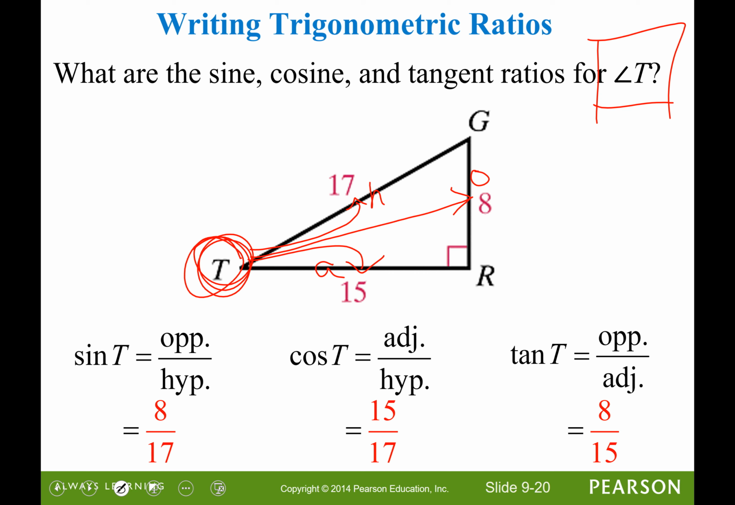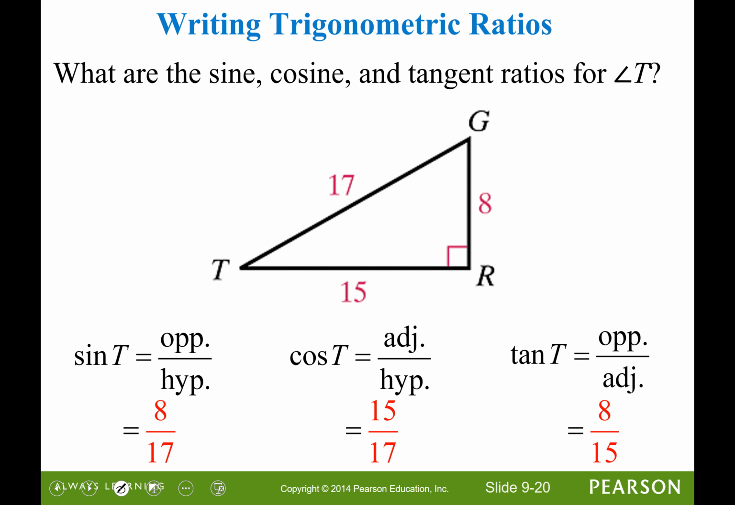All right, I'm going to erase and change this problem a little bit. I'm going to keep what are the sine, cosine, and tangent ratios for angle, and then I'm going to change this on you. I'm going to change it to the other angle, which is capital G. You can't go from the angle R, by the way. Angle R is the right angle. We would only set up trigonometric ratios from the acute angles.